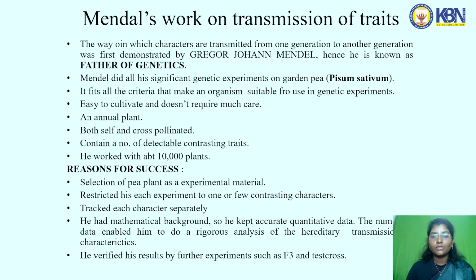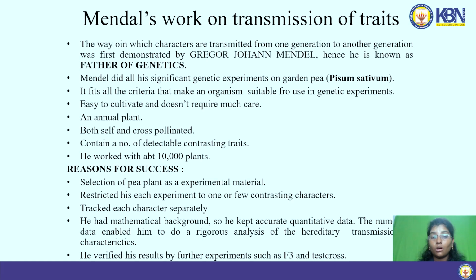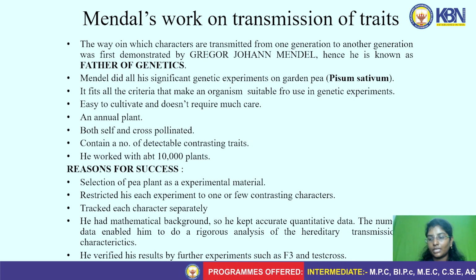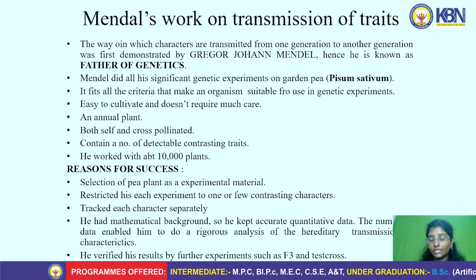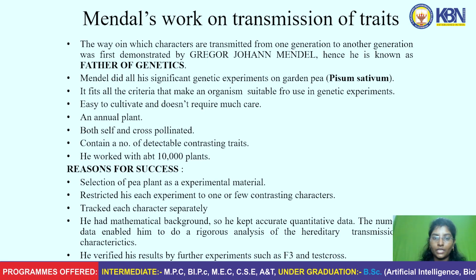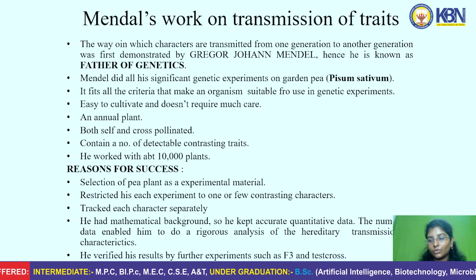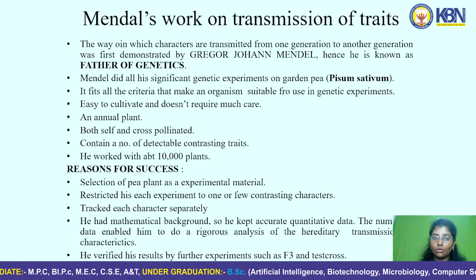Mendel did all of his significant genetic experiments on garden pea, which is the botanical name of Pisum sativum. It fits all the criteria that make an organism suitable for use in genetic experiments. And why did he select Pisum sativum? Let us know. Easy to cultivate and doesn't require much care. It is completely easy to cultivate. It is an annual plant, which means it will grow yearly.